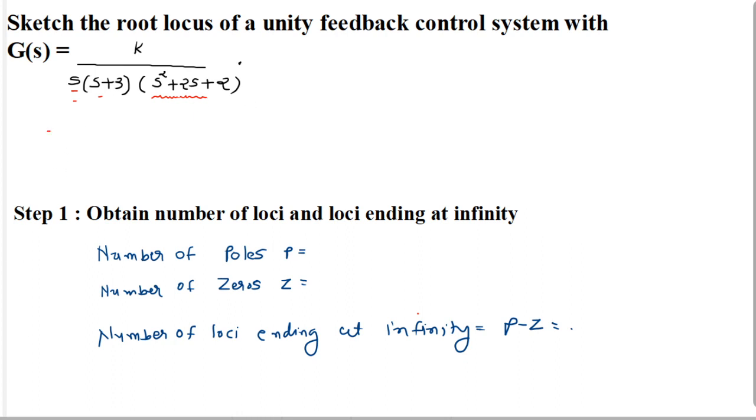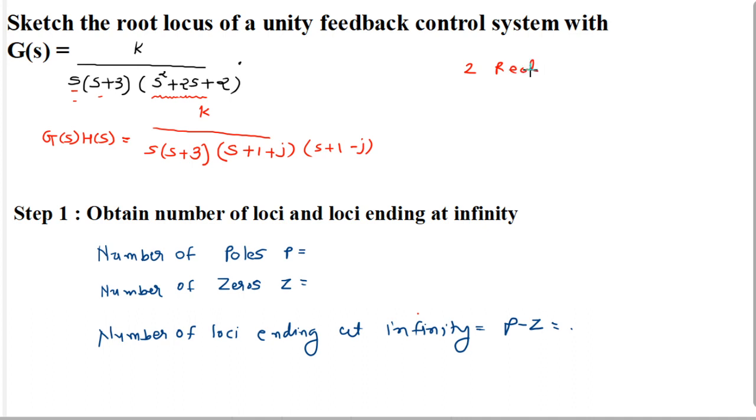After that, here I am writing G(s)H(s) equal to 1. So we can write G(s)H(s) equal to K upon s(s+3) bracket. By solving this equation, you can get 2 complex poles, that is (s+1+j)(s+1−j). Okay, here there are 2 real poles and 2 complex poles.